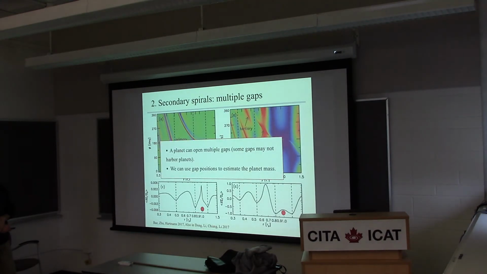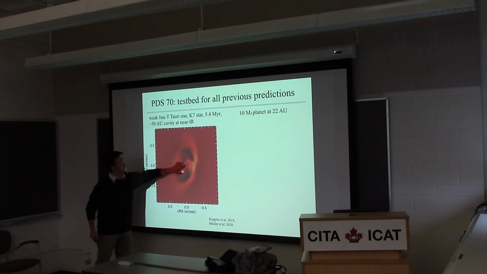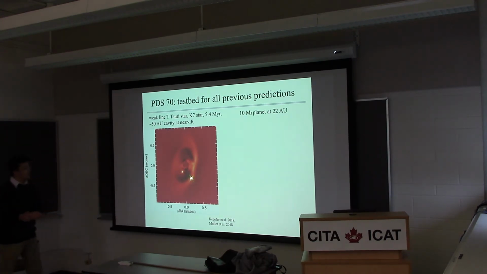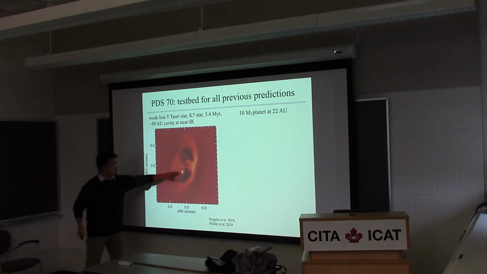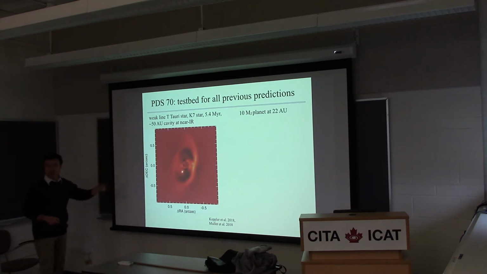The PDS-70 system is a weak-line T Tauri star. It is a K7 star, 5 million years old, and it has a 50 AU cavity. And just last year, a planet was discovered within this cavity, around 22 AU from the central star. It's a 10 Jupiter mass planet.